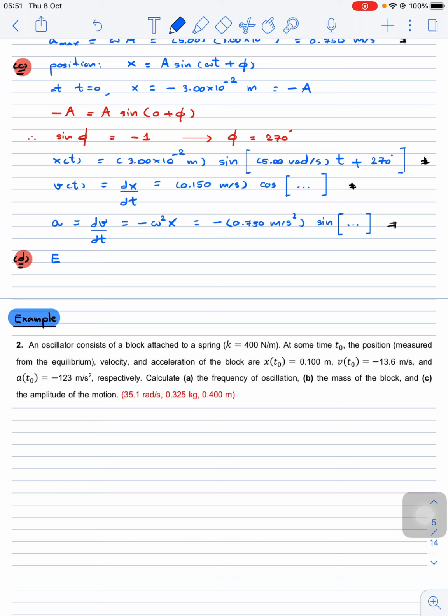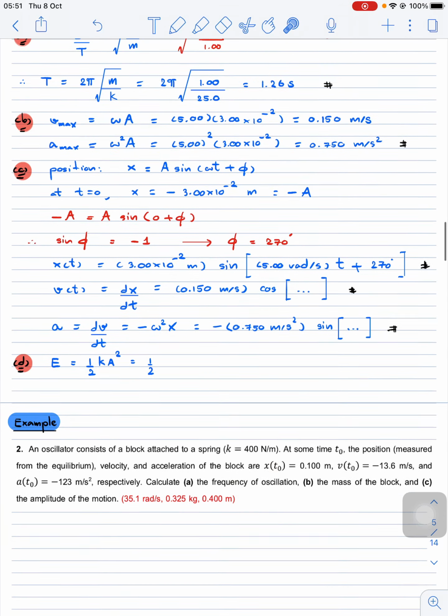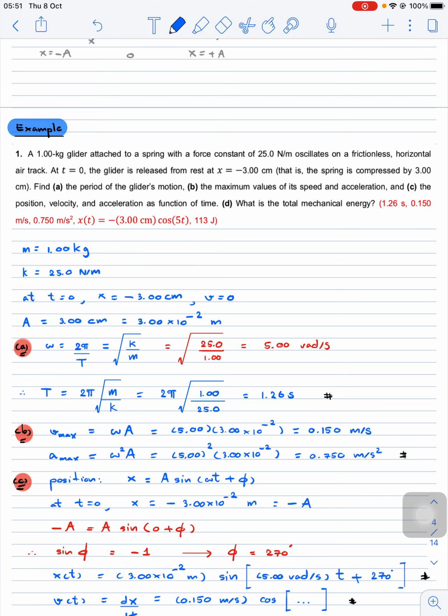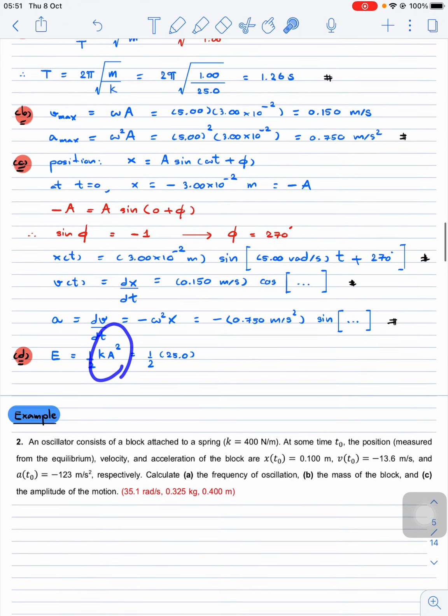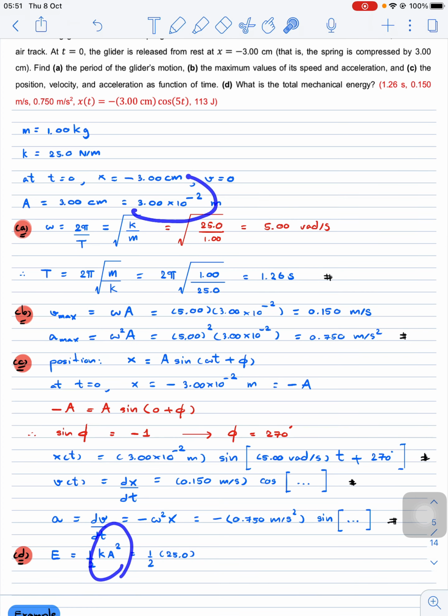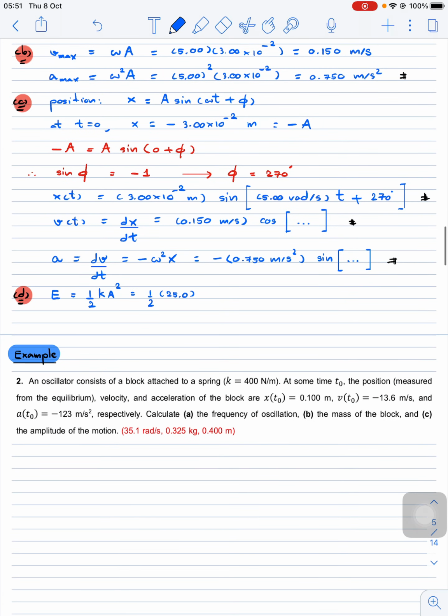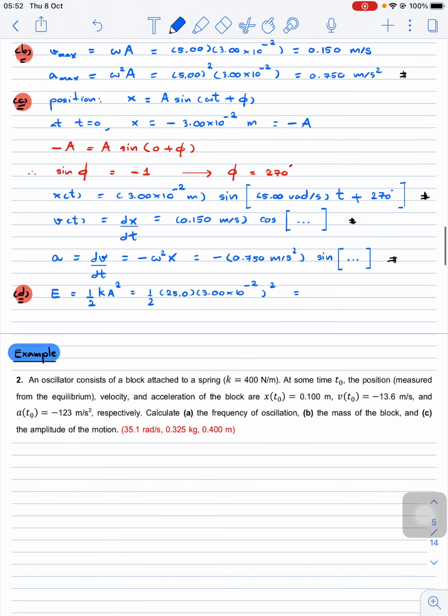So now for E, it's just equal to 1/2 times k times A squared. K equals what? K is just equal to 25.0 Newton per meter. And now for A, the amplitude, it's just equal to 3.00 times 10 to the negative 2 meter, and then squared. Then the answer is equal to 113 times 10 to the negative 4 joules.